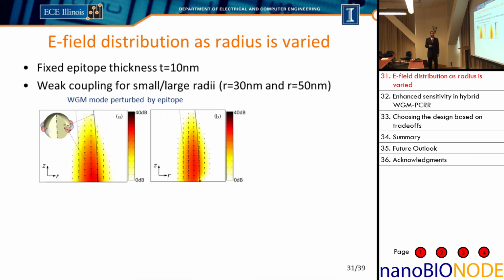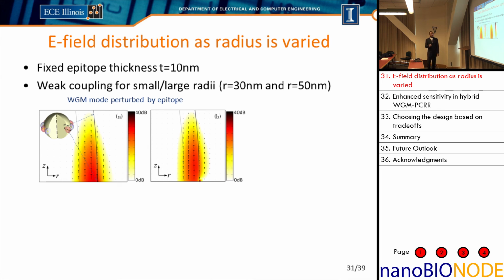So we fix the thickness of the epitope at 10 nanometers. We also fix the position of the epitopes at the antinodes so that it has the strongest effect. And we looked at 2 different cases of the radii. So when the radius is small, 30 nanometers, and when the radius is large, there's a very small perturbation in the mode profile due to the epitope. So this is the cross-sectional view in Z and R of this section of the field.